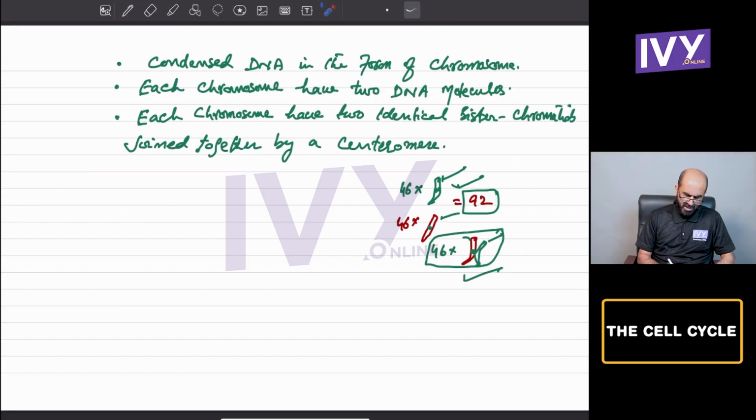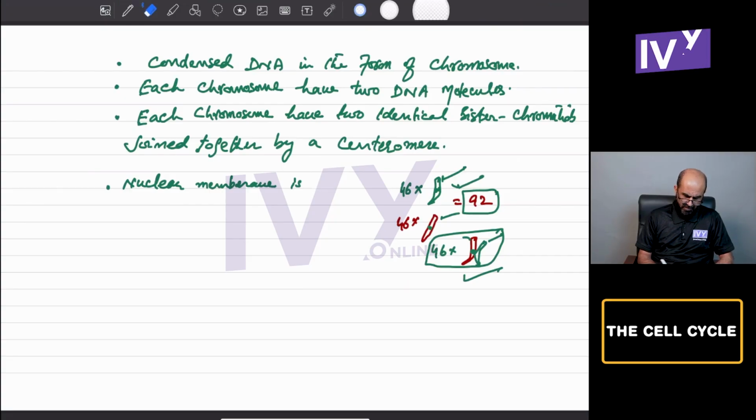So here we say that they are joined together by a centromere. There is one important area: the nuclear membrane is going to be disintegrated. The nuclear membrane is disintegrated, or you can say fragmented.